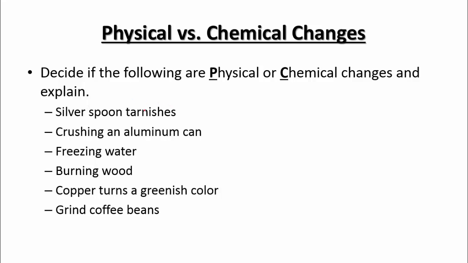Okay, so silver spoon tarnishes. That means it has chemically changed into something else. It turned a black color. If you crush an aluminum can, that's a physical change because you're just crushing the can. It's still a can. Freezing water is a phase change or a physical change. It's just changing state of matter. When you burn wood, it's definitely giving off light and heat and changing color when it's all done, so that's a chemical change. If copper turns green, color change there, that's a chemical change. And if you grind your coffee beans, that's a physical change because you're just changing the beans into more of a powder-like substance. So, that's your video on physical versus chemical change.